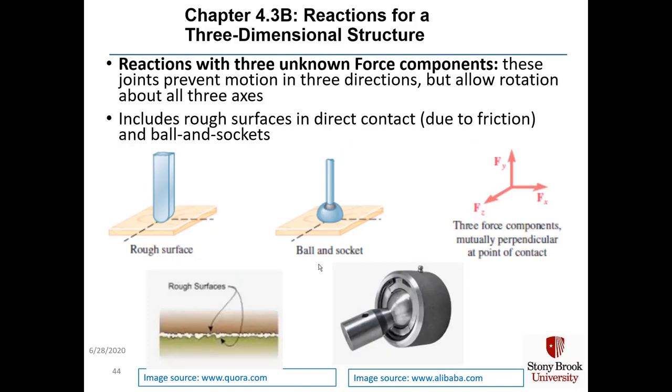We have reactions with three unknown force components. These joints prevent motion in three directions, but they allow rotation about all three axes. The best example is a ball and socket, shown here on the lower right. In this ball and socket, you can rotate the shaft of the ball in any direction you want in 3D space, but because the ball is encompassed in this flange surface of this cavity, the ball does not allow motion in X, Y, or Z. It only allows rotation about the X, the Y, or the Z axis.